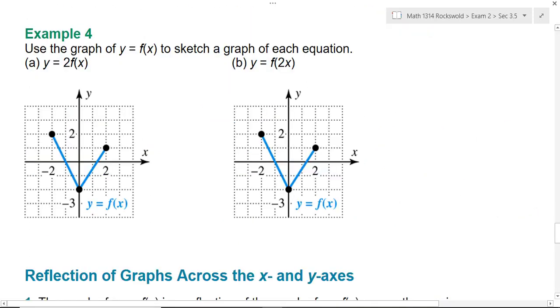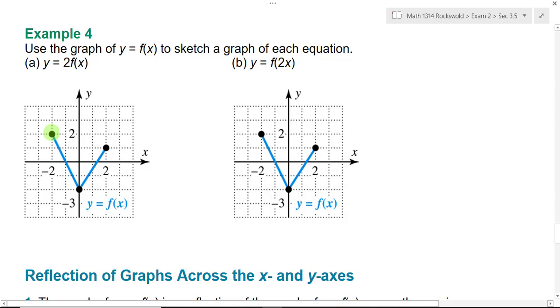In example 4, I want you to use the graph that I have provided for f of x to sketch the graph of each of the equations. In A, we have y equals 2 times f of x. Is this going to be a horizontal or a vertical stretch? It's going to be vertical because the 2 is outside. So do I multiply the x's or the y's by 2? Look at your notes. I multiply the y's by 2.